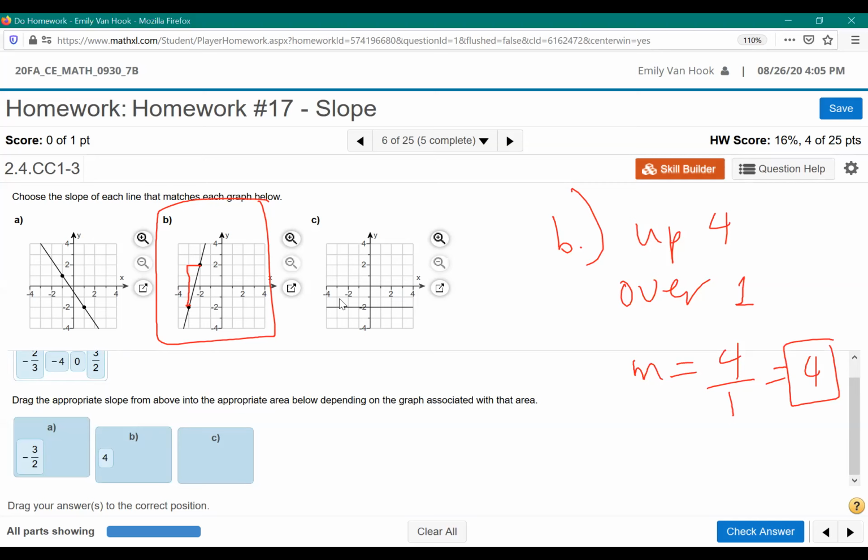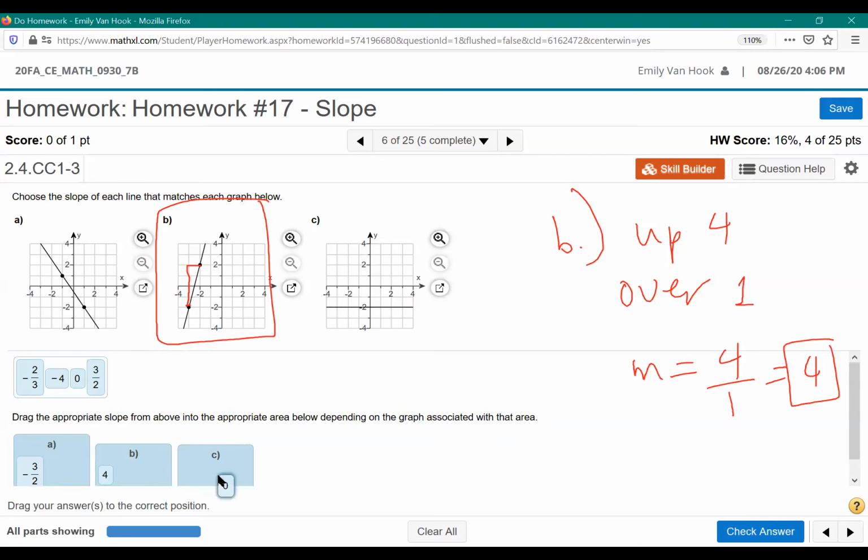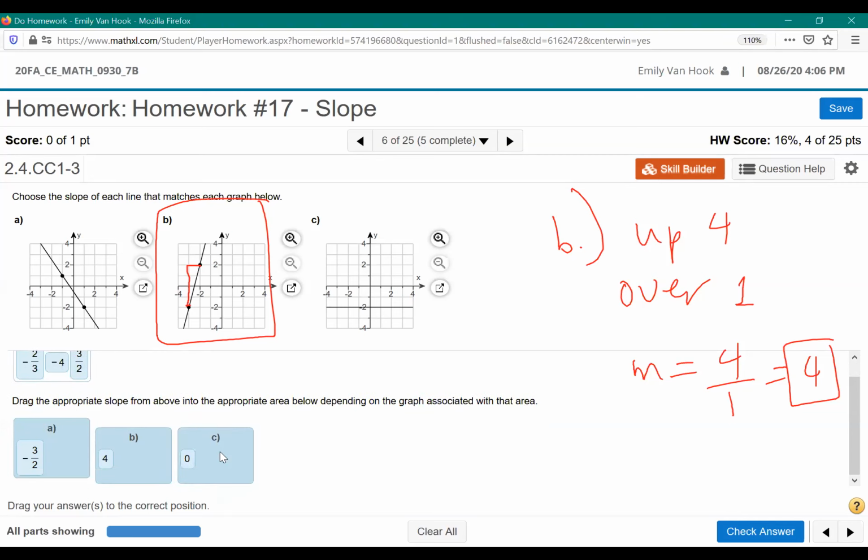And then our last graph, labeled graph C. This is a horizontal line, just flat line going from left to right. Up 0 over whatever, up 0 over 1, up 0 over 5. No matter which 2 points we would choose, we would be going up 0 over something. So our slope is 0 for this last one. So I will drag the 0 choice into that C box. All right.